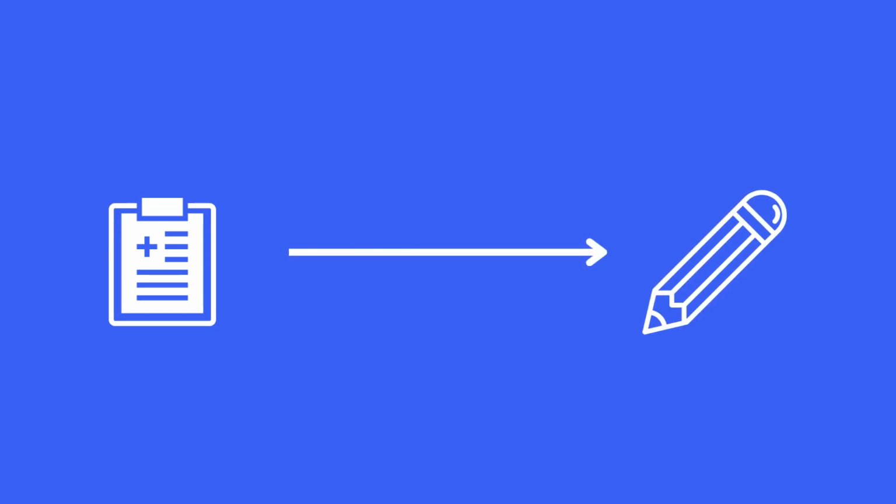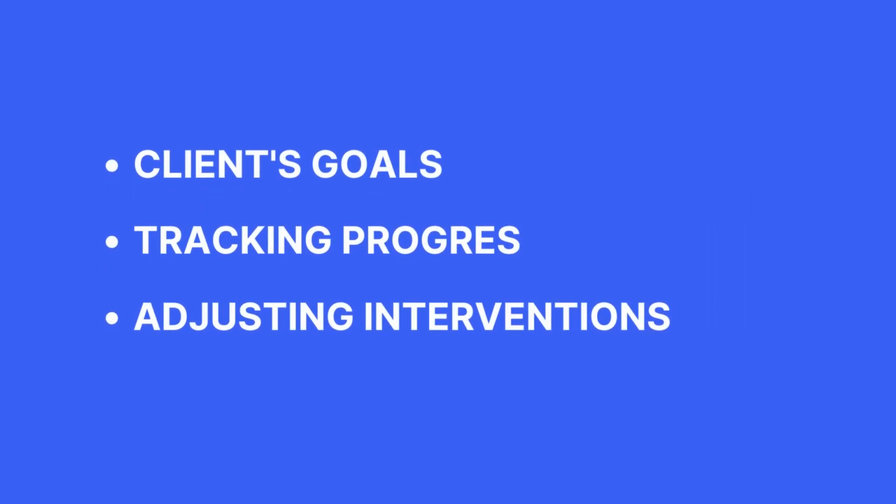A therapy treatment plan is typically used at the start of therapy and is reviewed and revised as needed throughout the therapeutic process. It is useful for determining the client's goals, tracking progress, and adjusting interventions as needed.